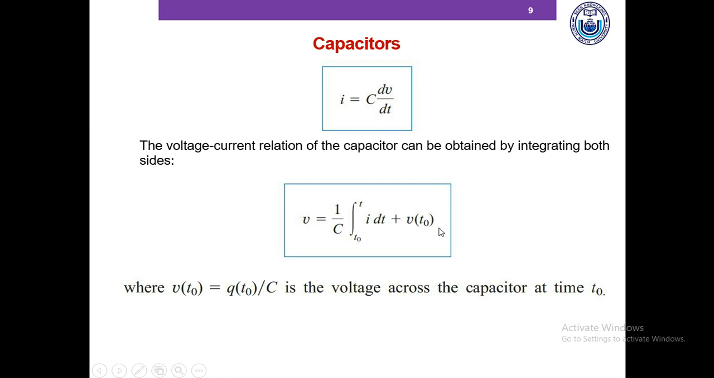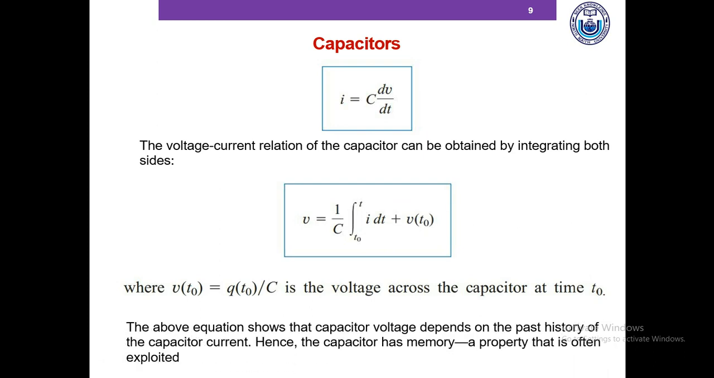So v(t0) here is the voltage across the capacitor at time t0. It basically indicates the initial voltage of the capacitor. Here we're beginning our observation at t0, and we want to know the voltage at time t. That's why we need to consider the initial voltage, due to the initial charges stored in the capacitor, in our equation.